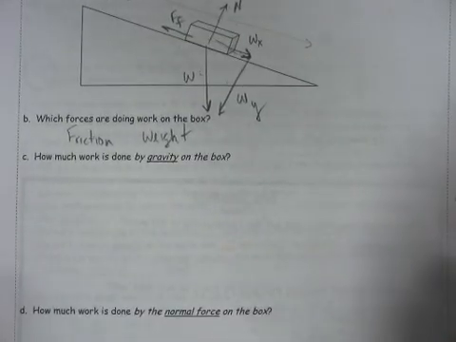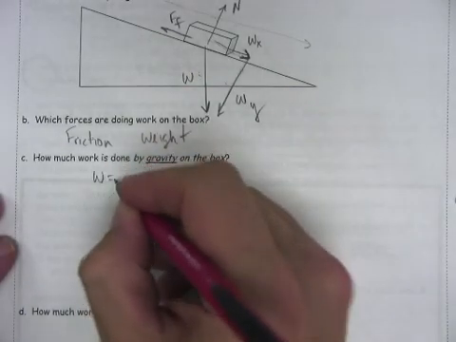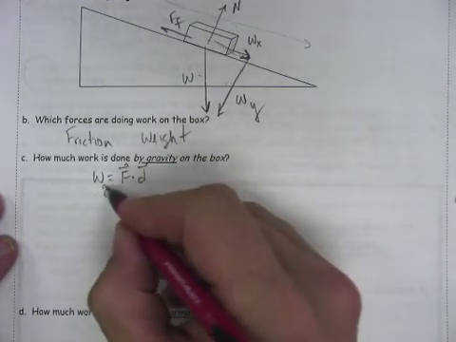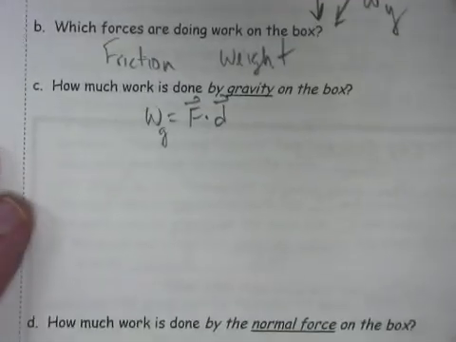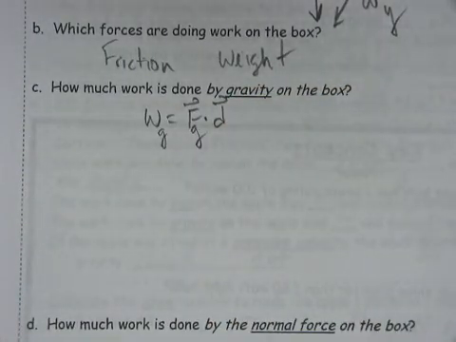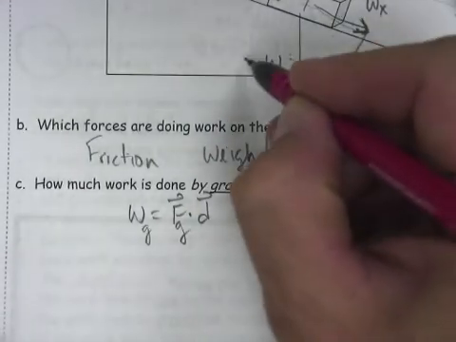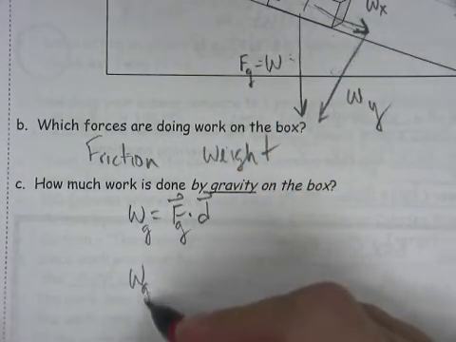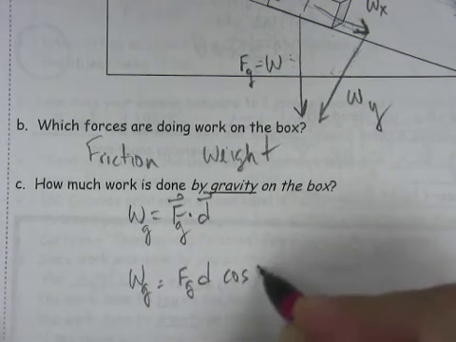How much work is done by gravity on the box? Okay, well, we're going to go ahead and run through that and show you how that works. So we have work. We know that work is going to be F dot d. If we want the work done by gravity, then we need to use the force exerted by gravity. Well, we know the force exerted by gravity is really just the weight. Remember, weight and force of gravity are the same thing. So, we're going to do work done by gravity is equal to Fg d cosine theta.